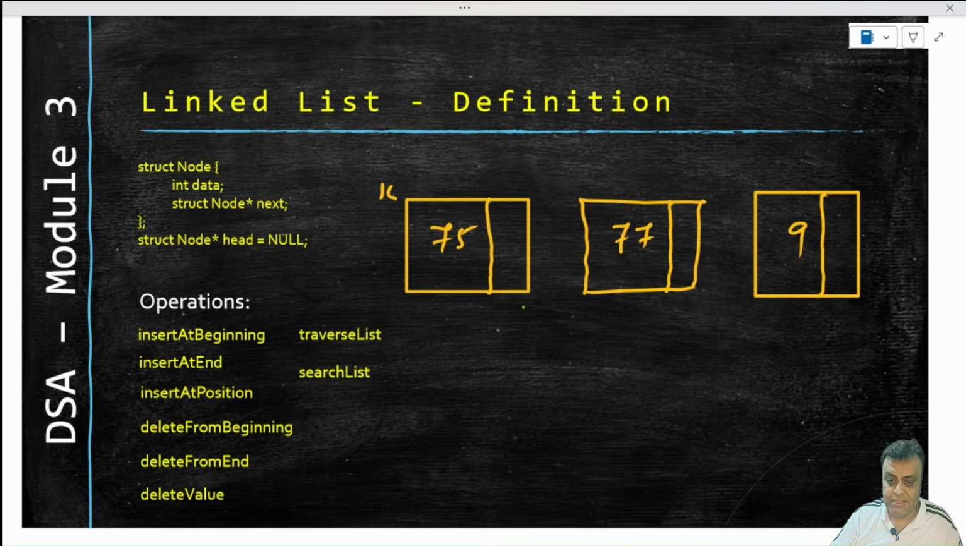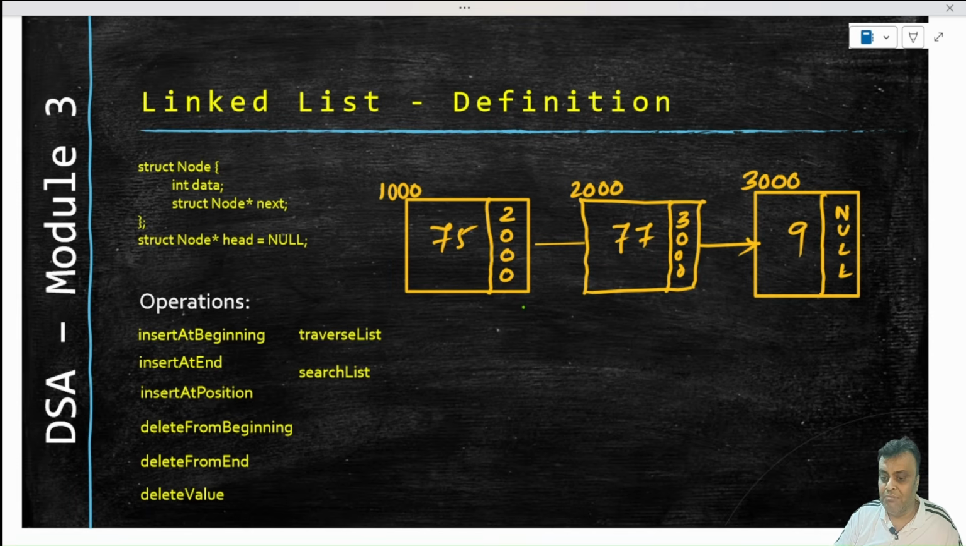Let us say this is at 1000, this is at 2000, and this is at 3000. Therefore, if this has to point here, then it has to store 2000 as the address, it has to store 3000 as the address if it has to point here, and this has to store null because this is the last element in the queue. And definitely we need a head which will need to point to the first element, which is in this case 1000. So this points here.